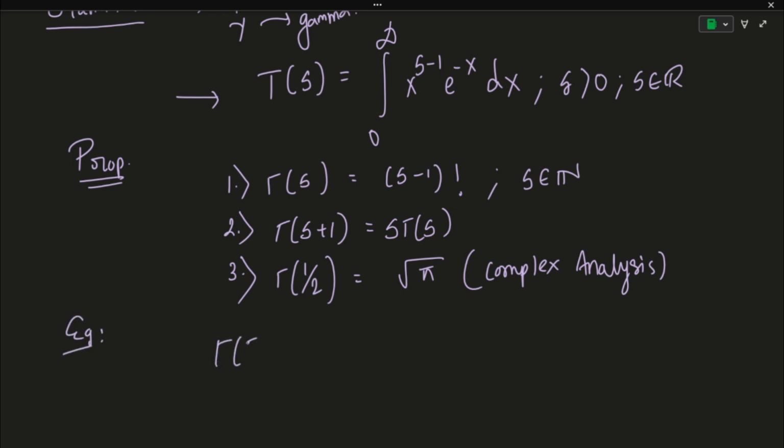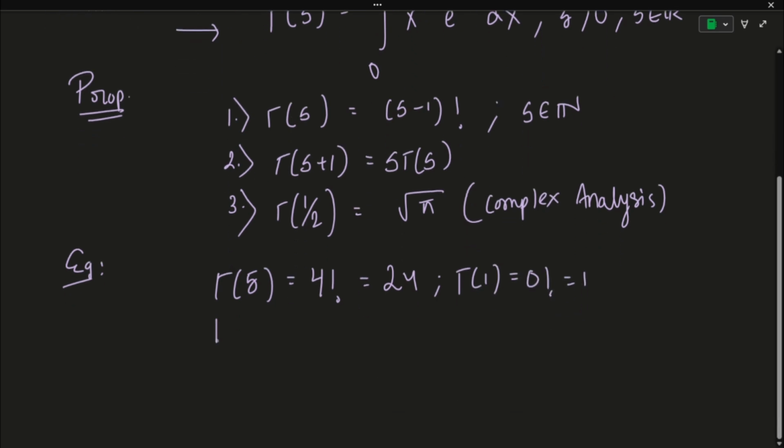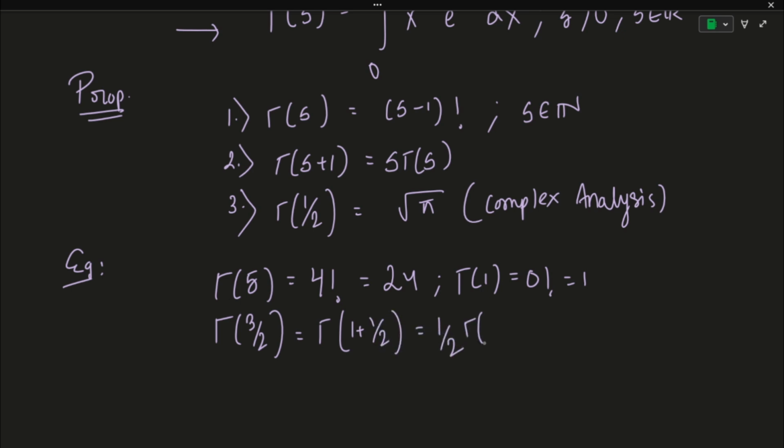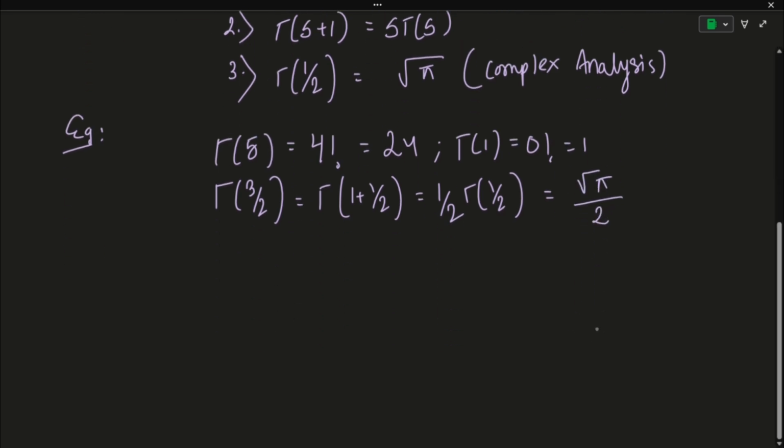If you want to find gamma of 5, this should be nothing but 4 factorial, right? Which is 24. Gamma of 1 should be 0 factorial, which is 1. Gamma of 3 by 2. Now you do the reduction technique of gamma of s plus 1. You write it as gamma of 1 plus 1 by 2, and simply write it as half into gamma of half, correct? And now therefore this becomes root pi by 2.